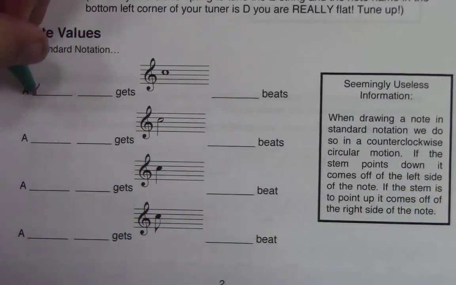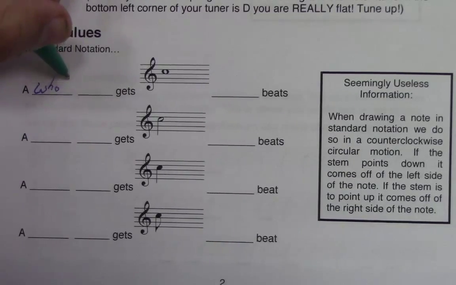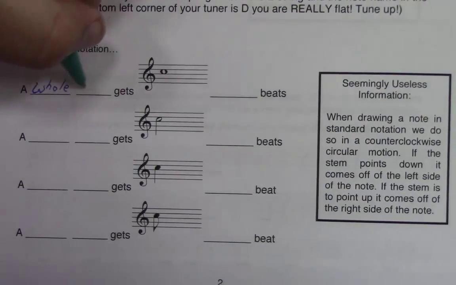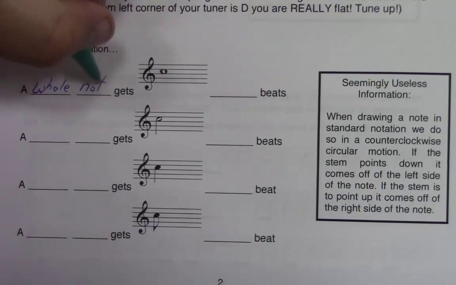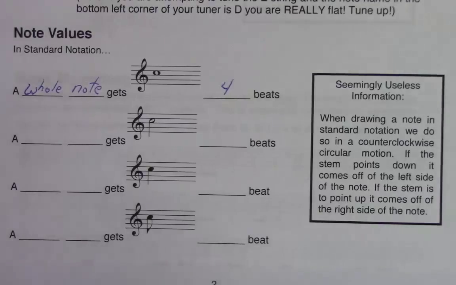We start with the very first one. It is a whole note. How do you know it's a whole note? Because it's got a big hole in the middle and that's all it is. A whole note, for our purposes right now, is going to get 4 beats. Again, more advanced people are watching this. Hey, you need to give a more detailed explanation. No, we're going to save that for later.